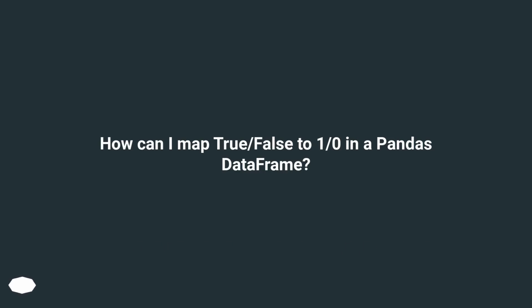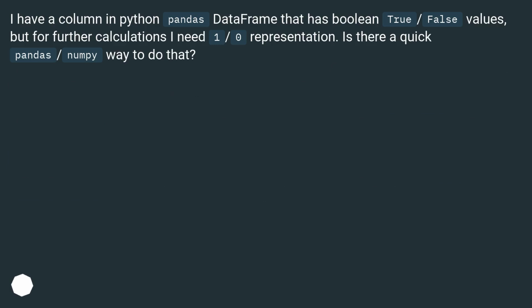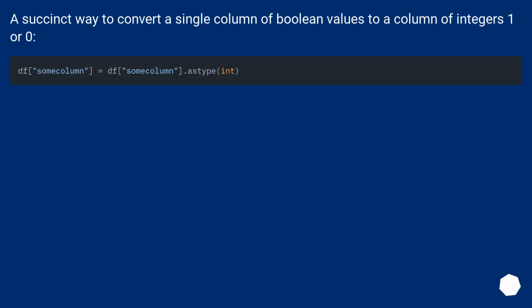How can I map true/false to 1, 0 in a Pandas DataFrame? I have a column in a Python Pandas DataFrame that has boolean true/false values, but for further calculations I need 1, 0 representation. Is there a quick pandas/numpy way to do that? A succinct way to convert a single column of Boolean values to a column of integers 1 or 0.